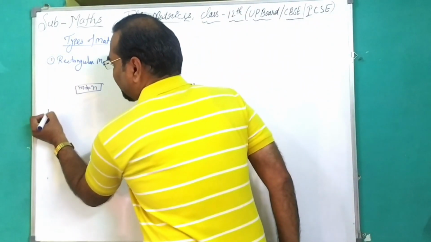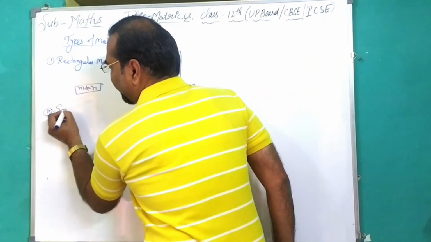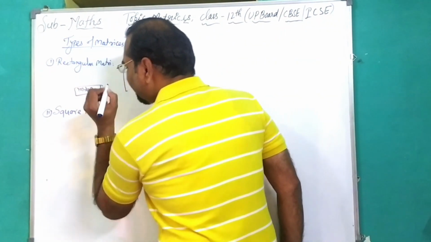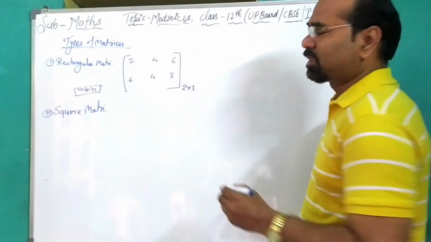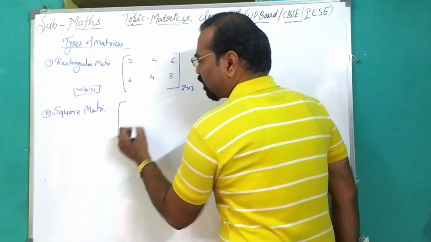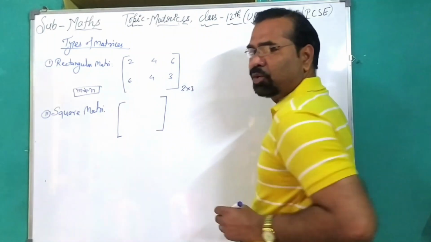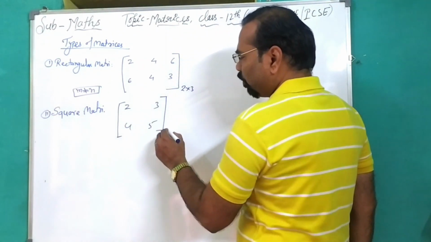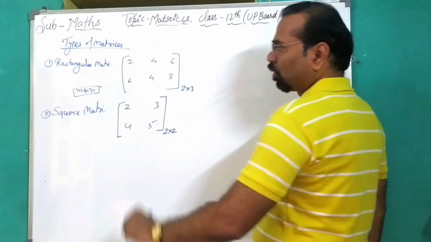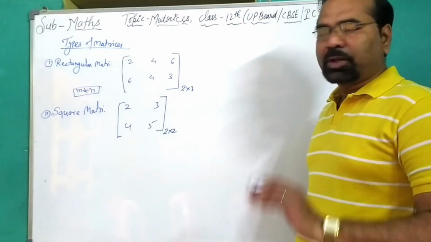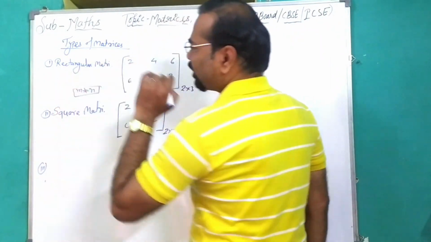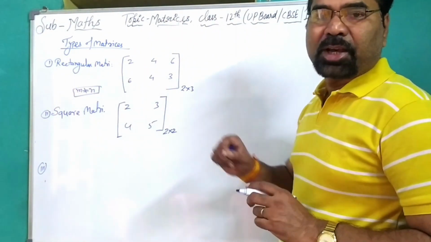Now the second one is a square matrix. A square matrix is one whose rows and columns are equal. For example, 2, 3, 4, 5: how many rows? 2 rows and 2 columns. That is called a square matrix. Okay, the first one is a rectangular matrix and the second is a square matrix.